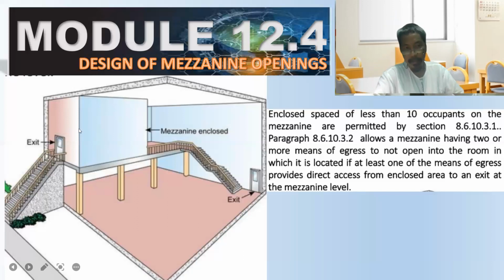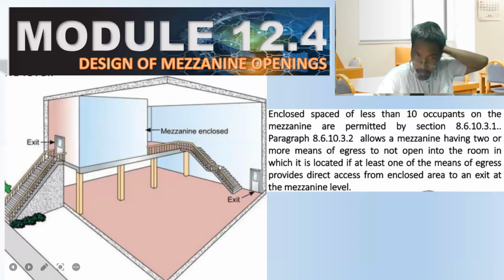So direct discharge to outside of the building. There are 2 means of egress, 1 and 2. This is possible even if it does not open into the room. So we have the exit here, but it leads to that exit. It is allowed because 1 is directly discharging outside the building.